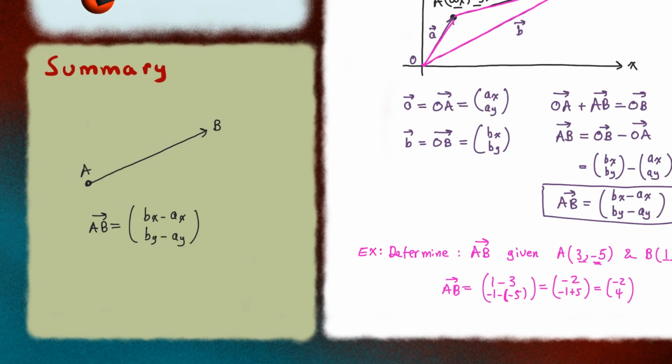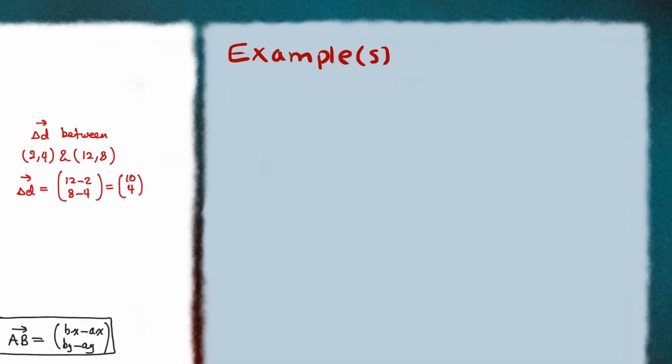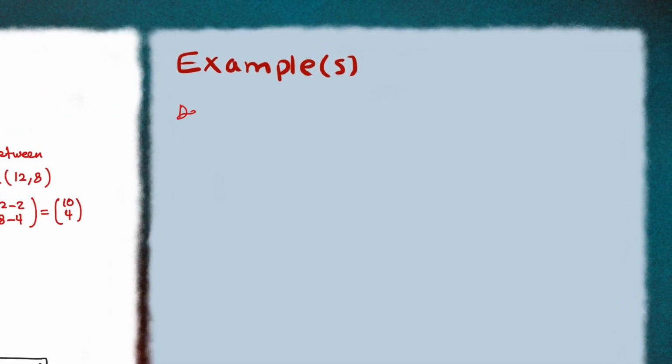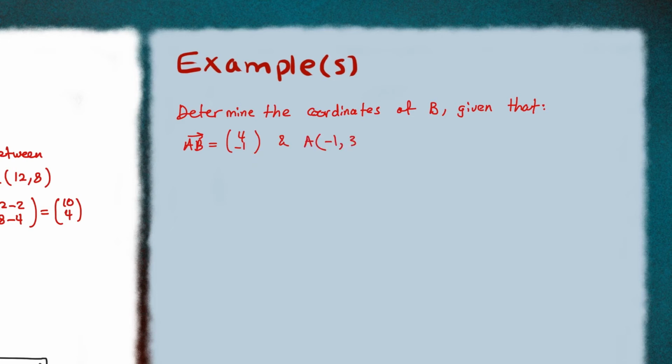Let's do a couple of examples. In the first example, we want to determine the coordinates of point B given that vector AB has an x component of 4 and y component of -1, and that point A has x component of -1 and a y component of 3.